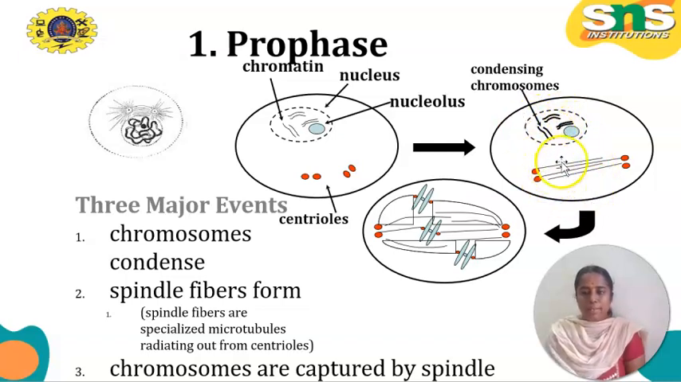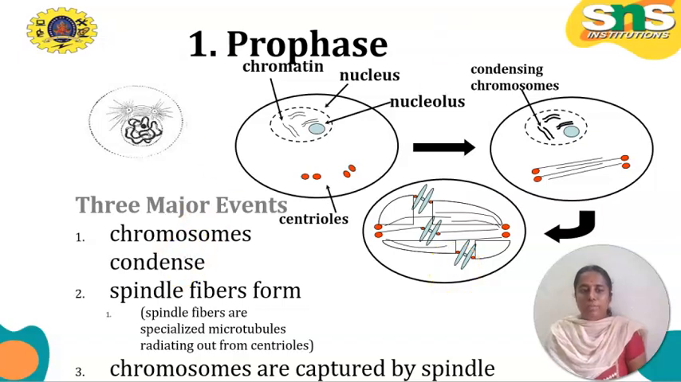Also, the spindle fiber is going to form in this stage. It is a very important first stage of mitosis. Without this, the chromatin does not condense into chromosomes. The spindle fiber is formed, and it aligns along the north pole and south pole, along with the chromosomes.